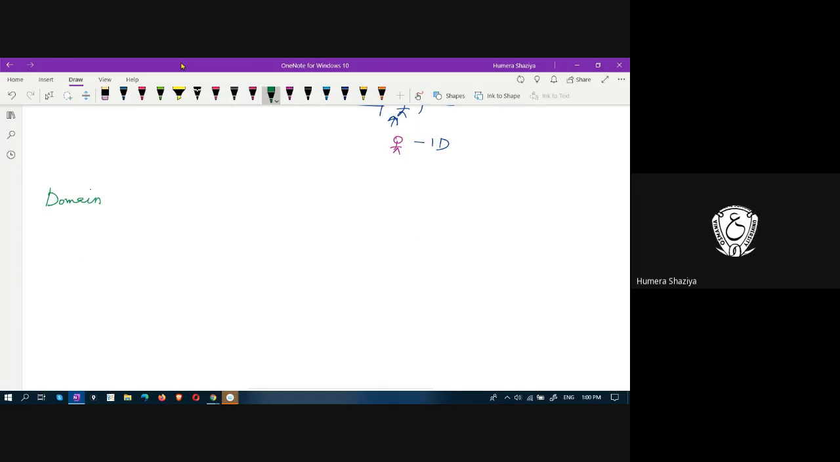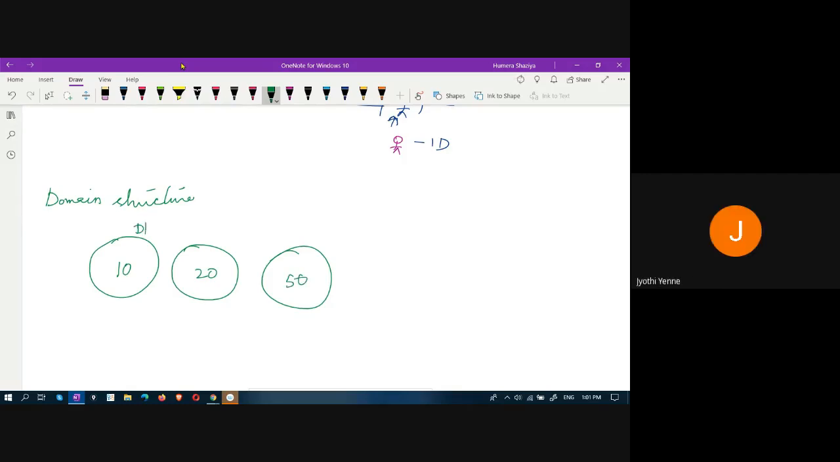What is a domain structure? You can have multiple domains to which different users can belong. Here you may have 10 users, here 20 users, here 50 users. So this is domain 1, this is domain 2, this is domain 3. Not always is a domain concerned with having multiple users. Each user can also be one domain. There may be a domain with a single user.